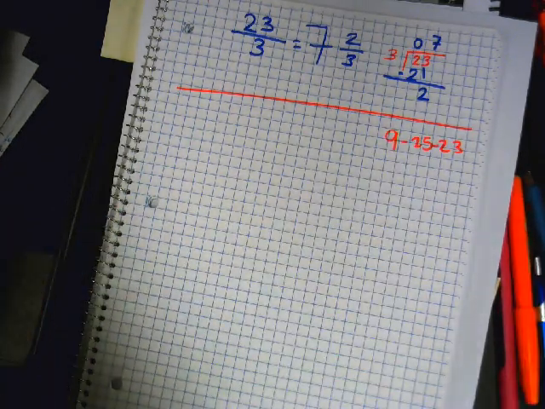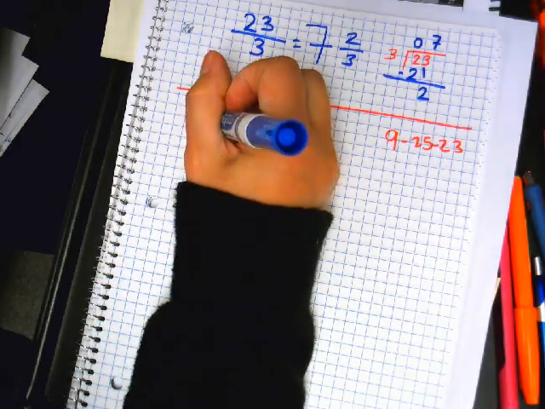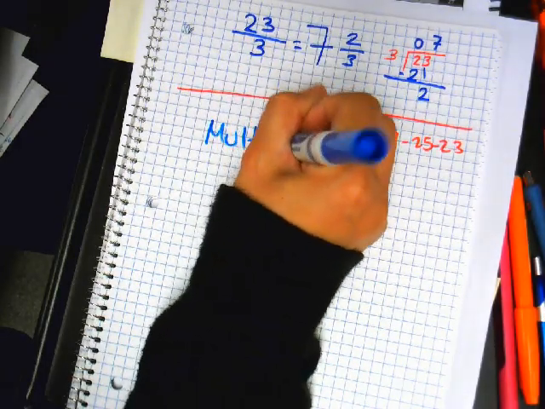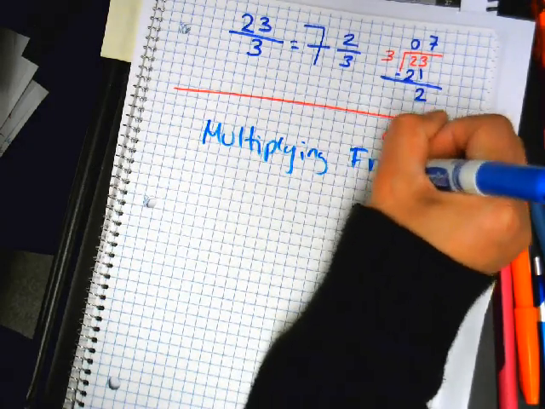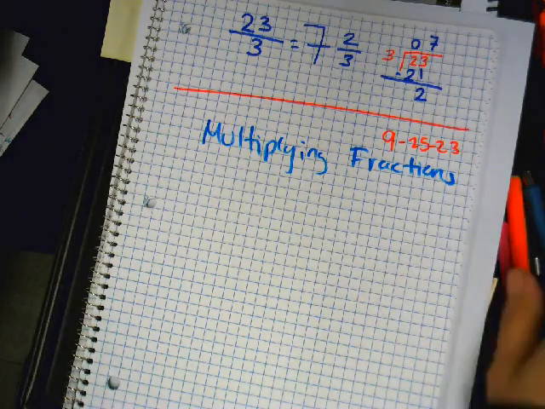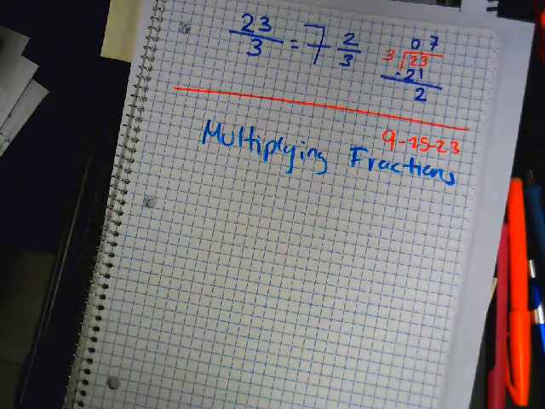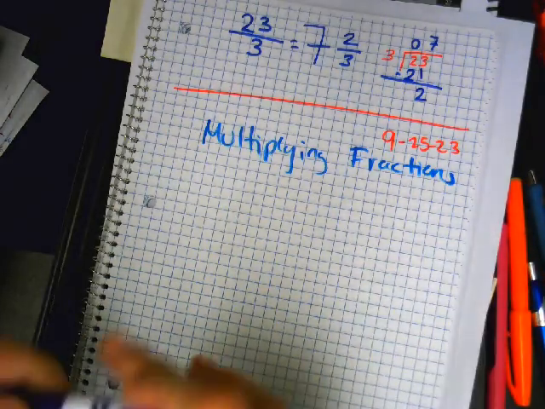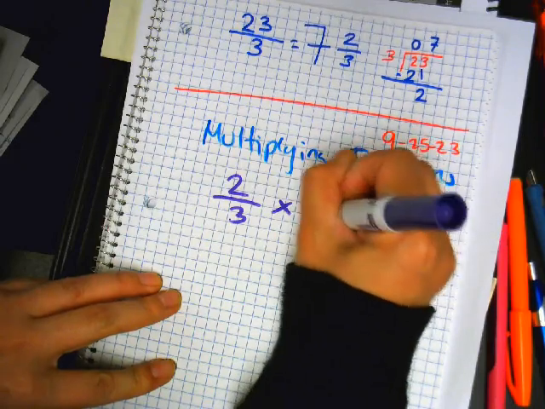All right. So we are going to multiply fractions. Multiplying fractions. I feel like the first 6 weeks went by pretty fast, in a way. All right. 2/3 times 1/7.